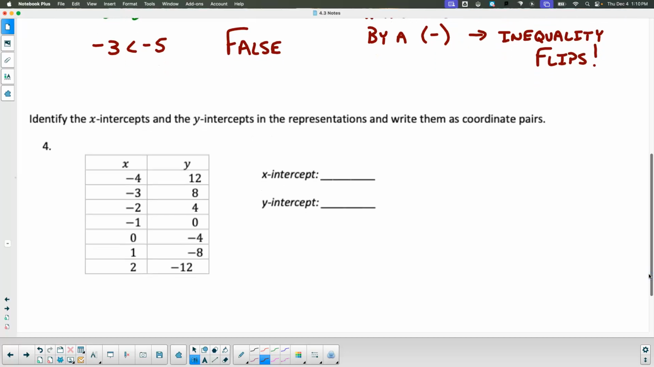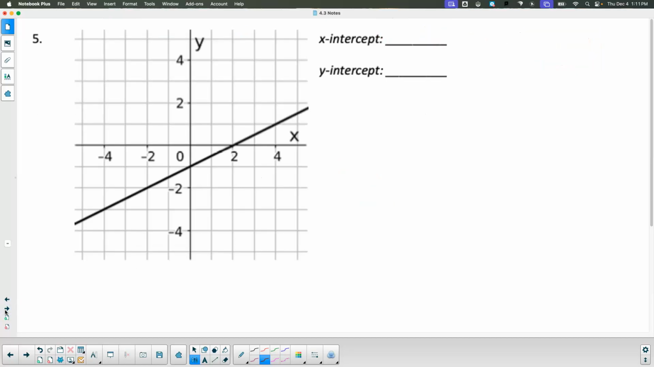X-intercept is where y is equal to 0, so that would be negative 1, 0 for that one. Y-intercept is where x is equal to 0, so that would be 0, negative 4 for that one. Agree with me on that? Yes. Okay. X-intercept is where the line crosses the x-axis, which would be at 2, 0 for that one. Y-intercept is where the line crosses the y-axis. That would be at 0, negative 1 for that. Agree with me on that? Okay.